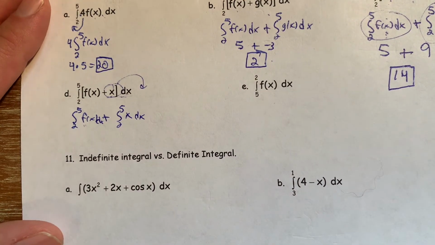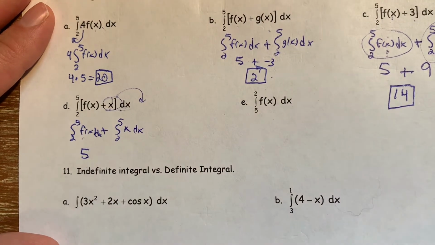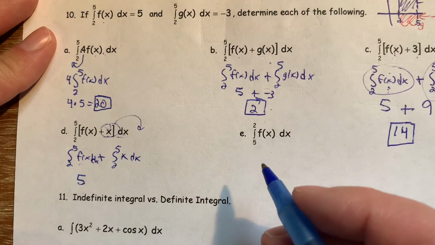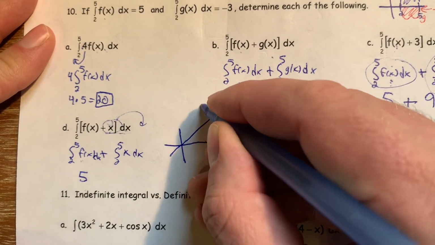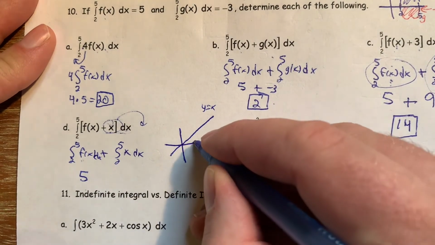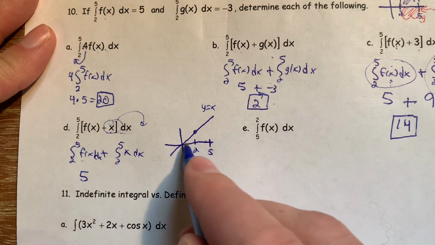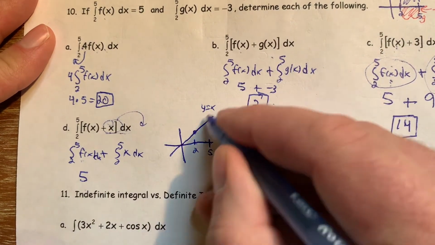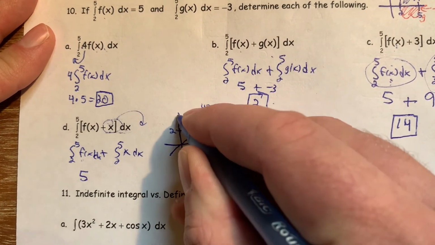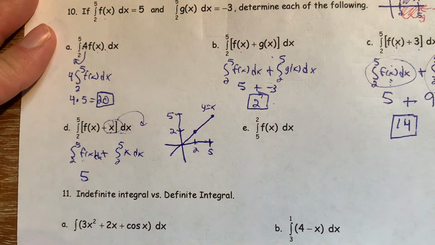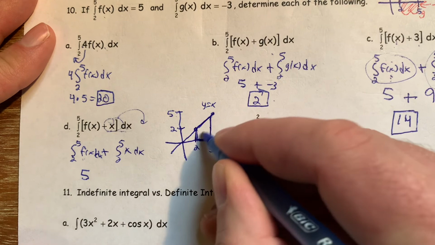So the integral from 2 to 5 of f of x is 5. And the integral from 2 to 5 of x, we are not given that one. We need to do it geometrically. The line y equals x looks like this. And we're going from 2 to 5. So what's the y value here? Well, when x is 2, y is also 2 because it's y equals x. When x is 5, y will also be 5 because it's y equals x. So 5, 5. So we can find the area of this.